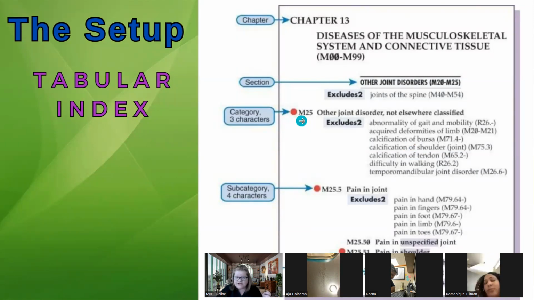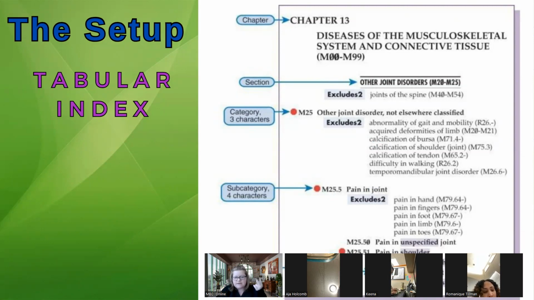A lot of the ones that are just the alpha and the first two numeric, the category header, as you call it, can't be used. You see the red stop sign? It can't be used. You have to get more specific than other joint disorder not elsewhere classified. That is not specific enough for an insurance company to pay for it. They won't do it. So you have to indent down. So you see it starts at M25. And once you indent down, it's M25 point, and then it continues on, okay? And you'll see that that's always how it's set up.